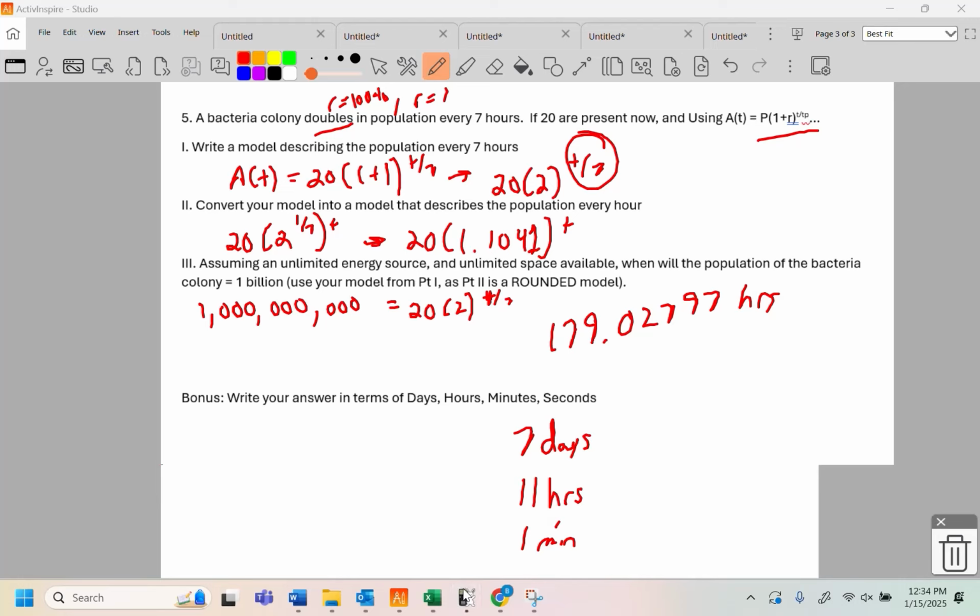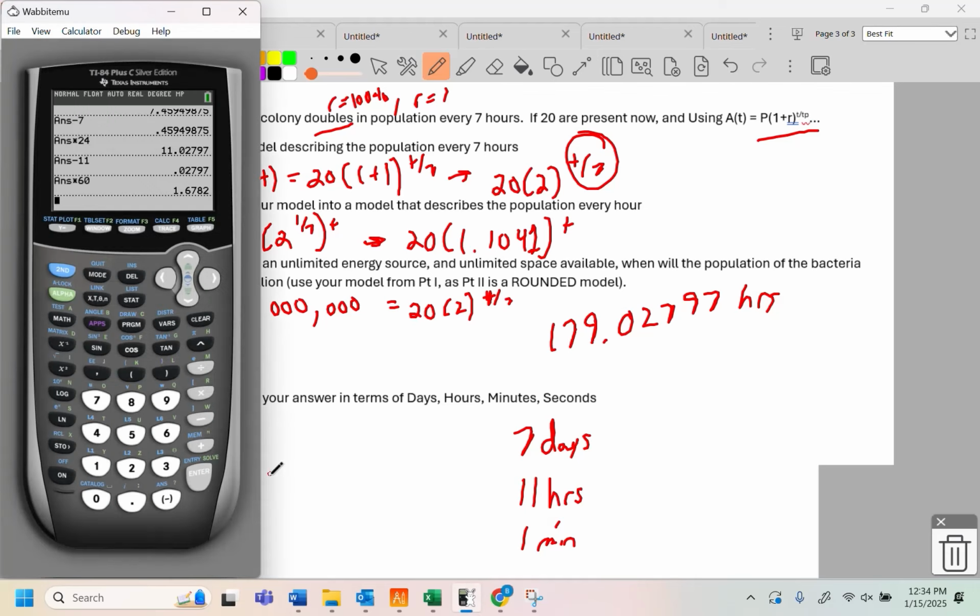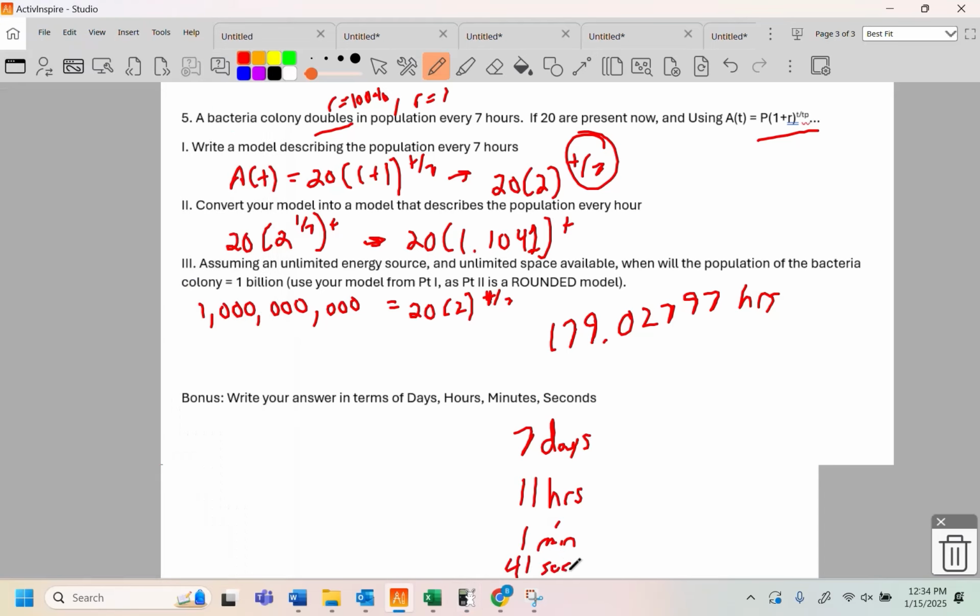Maybe if my calculator will reopen, because I have so much time during my lunch break. And I'm going to take the rest of it and move it into seconds. So times by 60, because there's 60 seconds in a minute, roughly 41 seconds. It's going to be rounded. 7 days, 11 hours, 1 minute, 41 seconds. And that was the quiz you took on Hump Day.